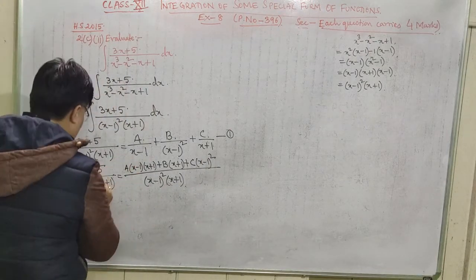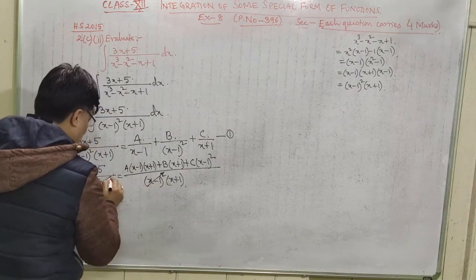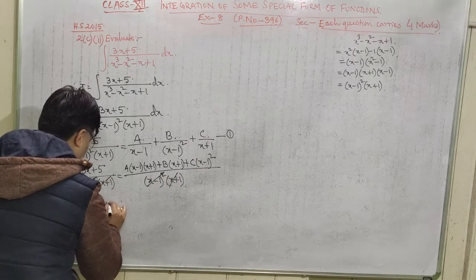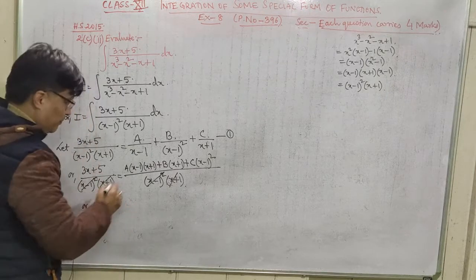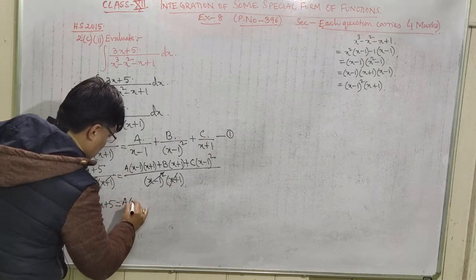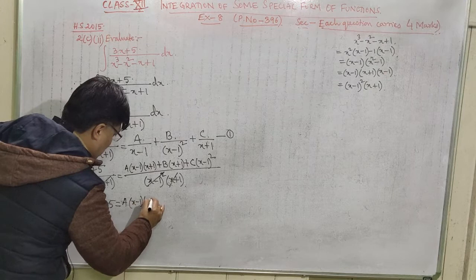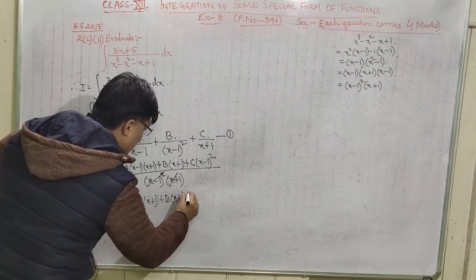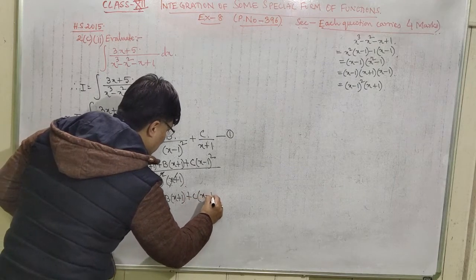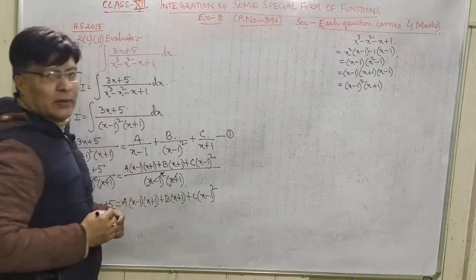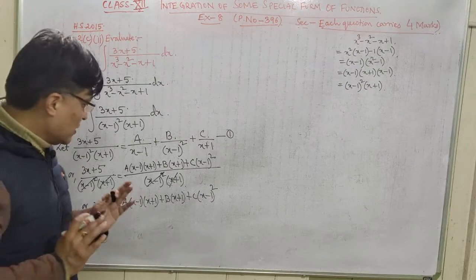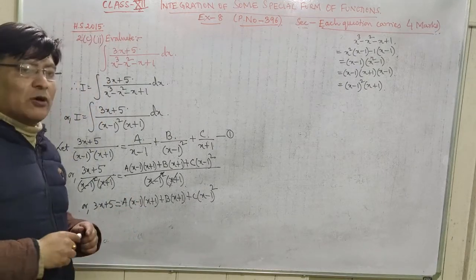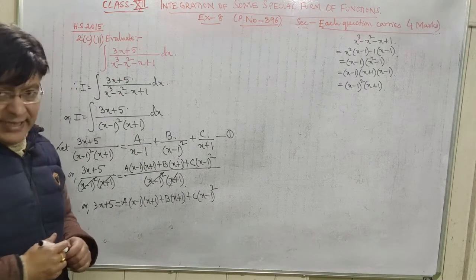So here you can cancel this x minus 1 whole square and x plus 1. Now this is 3x plus 5 is equal to a into x minus 1 into x plus 1, plus b into x plus 1, plus c into x minus 1 whole square. Is that clear now? So now let us find out those values of constants a, b and c.